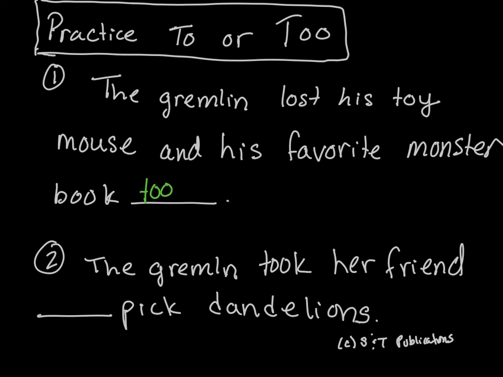The gremlin took her friend to pick dandelions. Also pick dandelions. Very pick dandelions. The gremlin took her friend also pick dandelions. Those don't really make sense, so it must be the word TO.